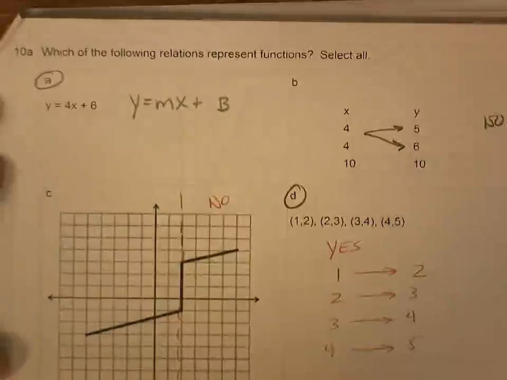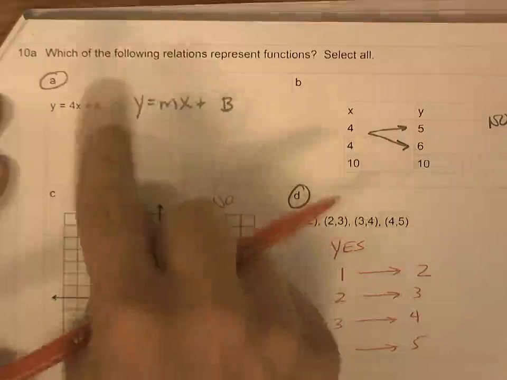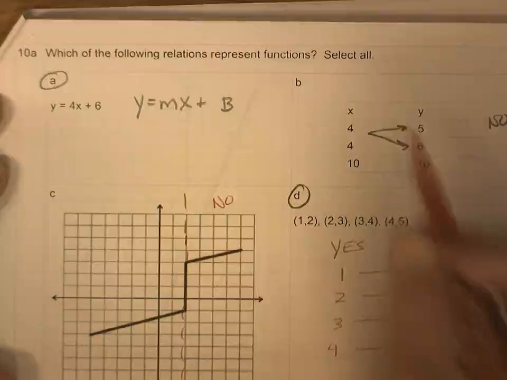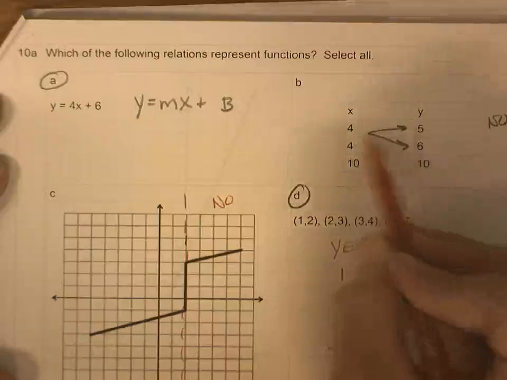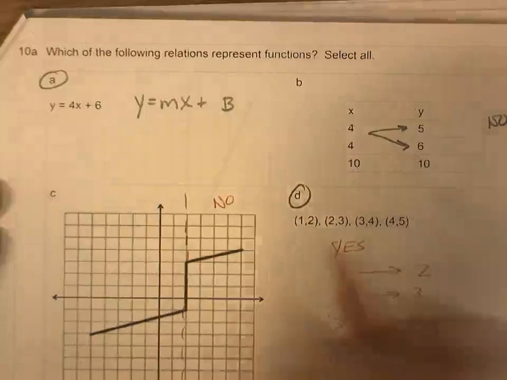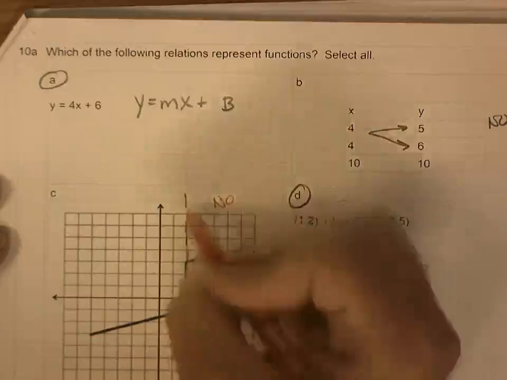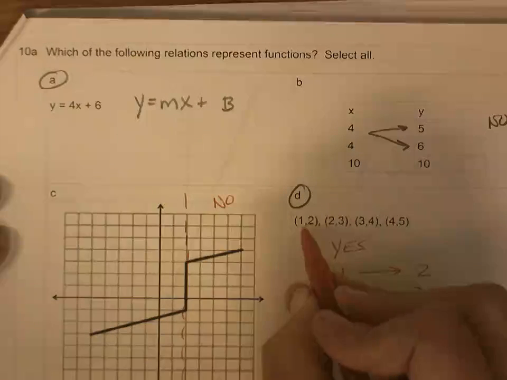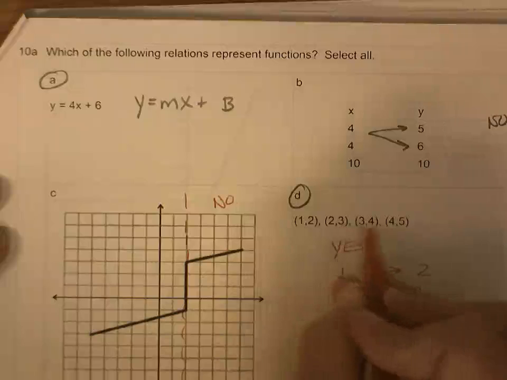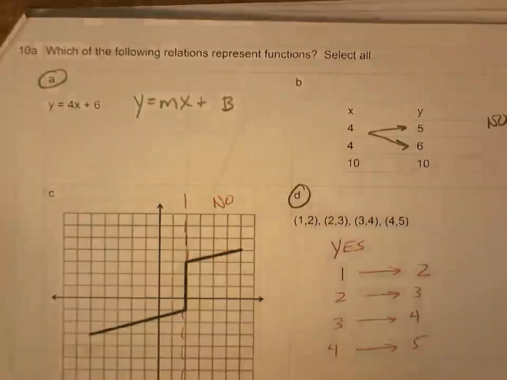Number 10. Which ones are functions? Y equals mx plus b is a function. This is not a function because 4 is taking 5 and 4 is taking 6, not a function. This is not a function because it fails the vertical line test. This is okay. 1 takes 2, 2 takes 3, 3 takes 4, 4 takes 5. That's good.